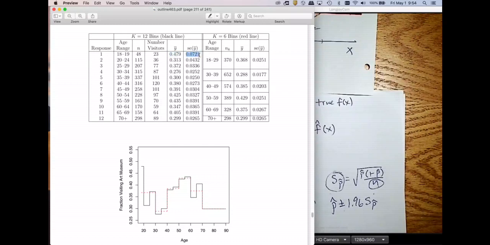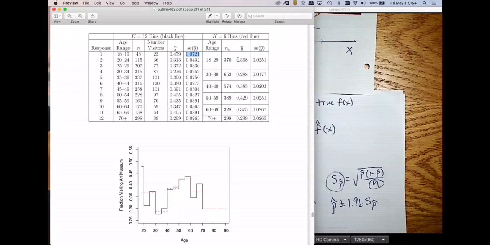So what do we do? Well, we have to turn our dial. Remember, we have this magic dial. The way the dial works for a bin smoother is just to reduce the number of bins. So off to the right, I cut my bins in half. Instead of having 12 bins, now I have 6 bins, and I have a new average.